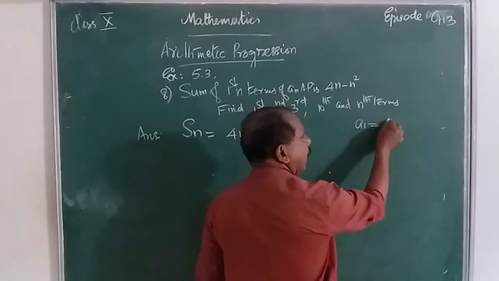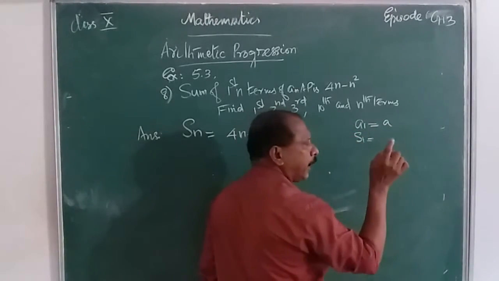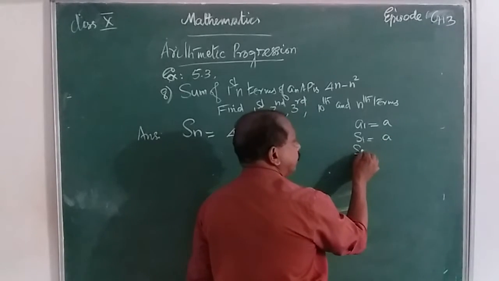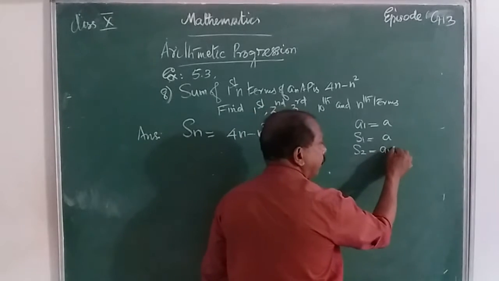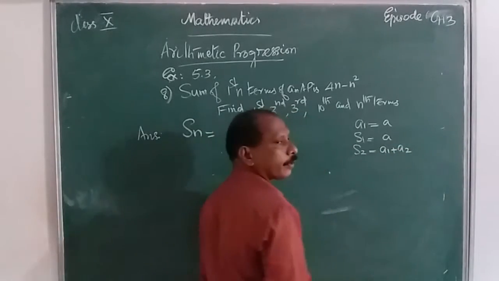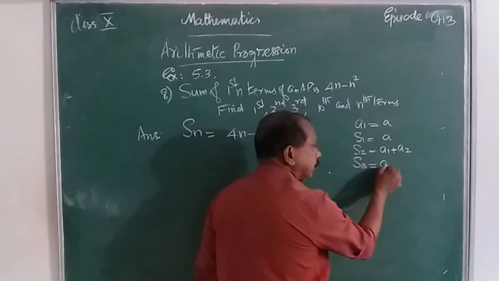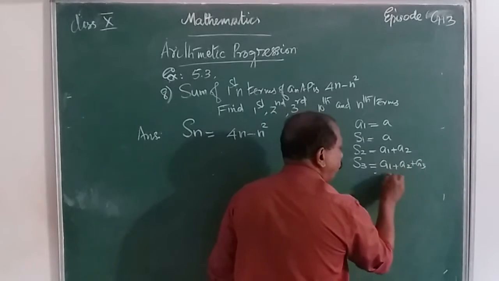A1 is equal to a. S1 is the sum of one term. S2 is the sum of two terms, that is A1 plus A2. S3 is the sum of three terms, that is A1 plus A2 plus A3, and so on.